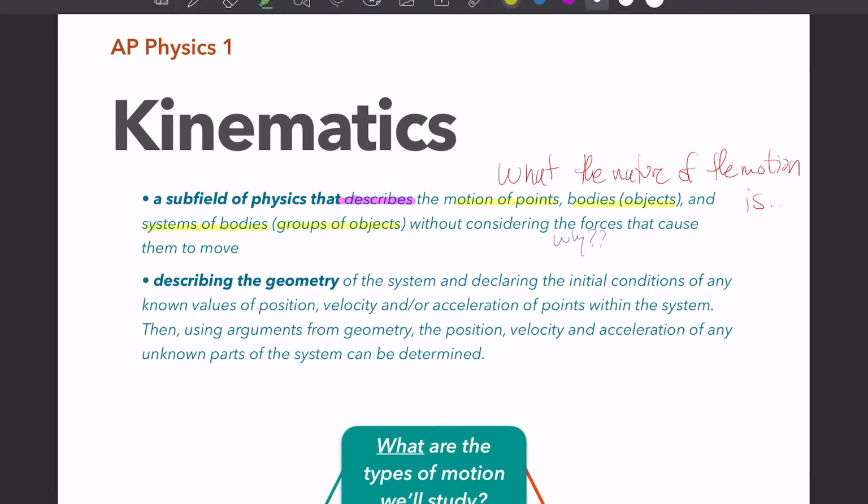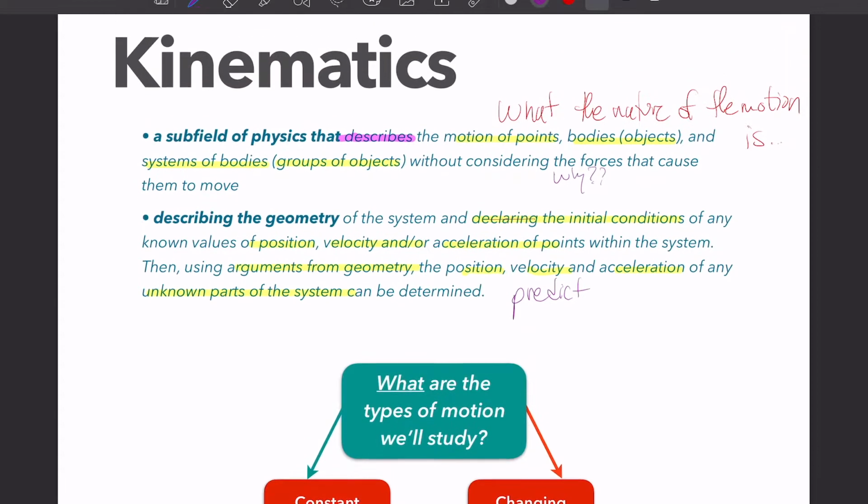So typically, kinematics begins with describing the geometry of a system, then declaring initial conditions, and those initial conditions would relate to position, velocity, or acceleration. Then we use arguments from geometry and the position, velocity, and acceleration. They can be determined from unknown parts of the system. And a key word here that's omitted from the official definition is prediction. We can predict the future movements based on current conditions.